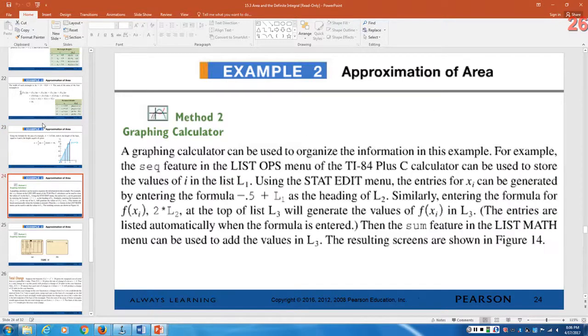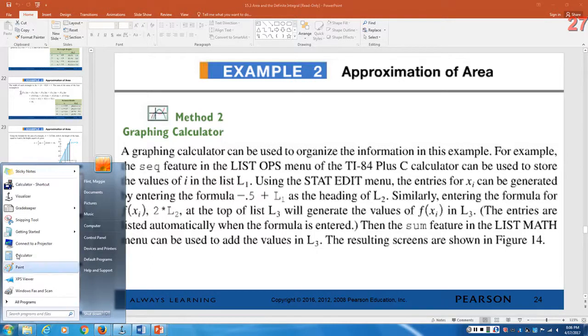Now the second method that we can do is using the graphing calculator. And you don't necessarily need to know how to do all of this for the next time, but I'm going to walk through how you would do this. What we're going to do is we're going to get the calculator.